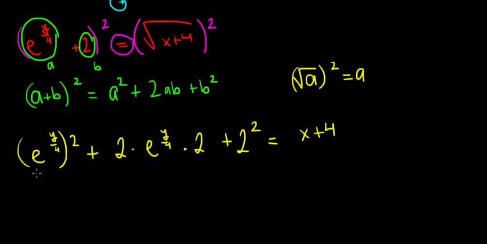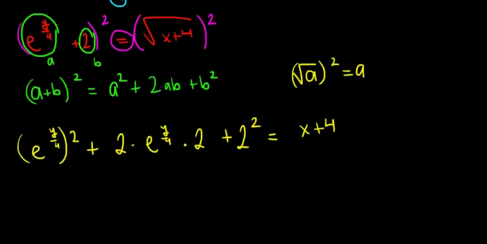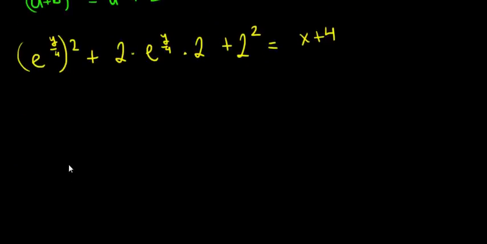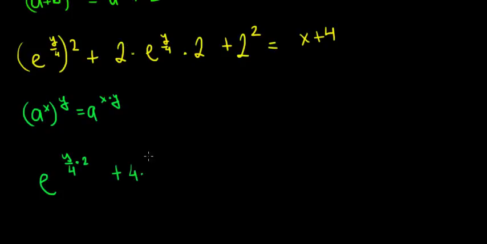Now, e to a power and to another power. Let's remember the other property of powers: if we have a to the power of x, to the power of y, that's just a to the power of x times y. Here we have e to the power and to another power, that's just e to the power y over 4 times 2. Plus 2 times 2, that's 4 times e to the power y over 4. Plus 2 squared, that's just 4. Equals x plus 4.